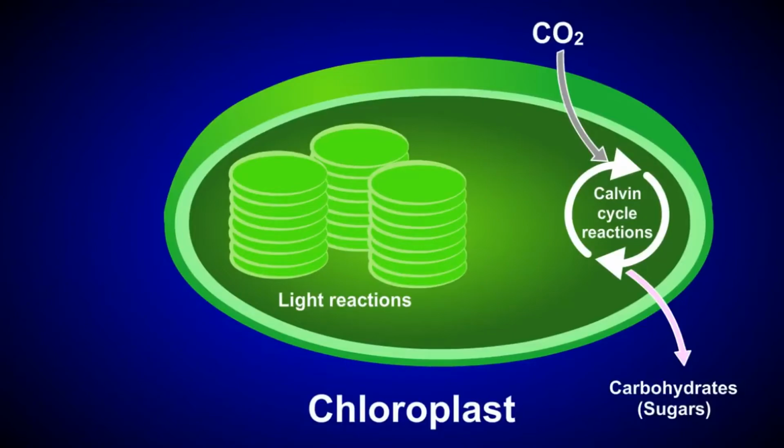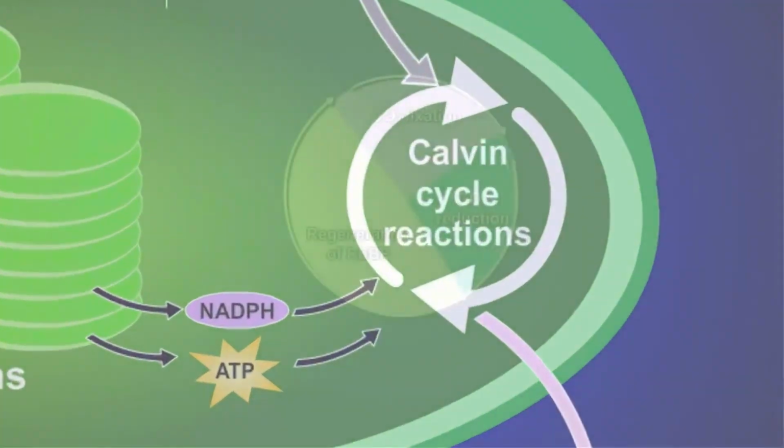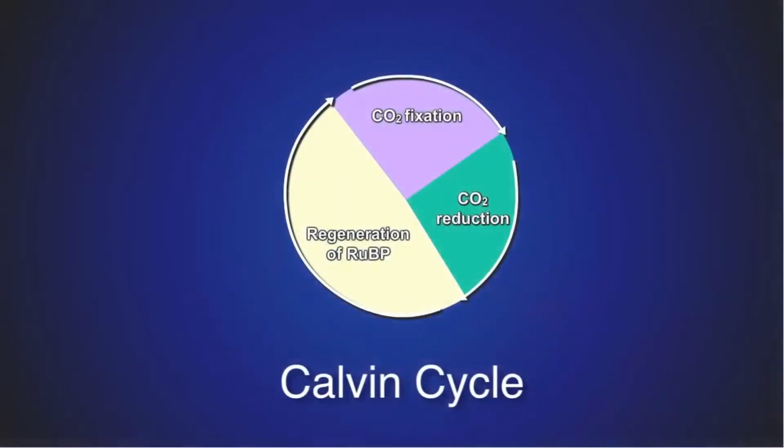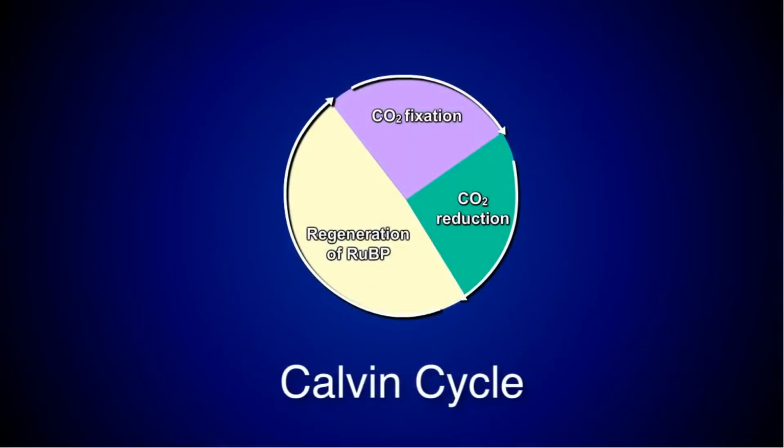The Calvin cycle reactions occur within the stroma of the chloroplast. The reactions use the ATP and NADPH produced by the light reactions to convert the CO2 to carbohydrate. Let's zoom into the Calvin cycle to take a closer look. The Calvin cycle could be divided into 3 phases: carbon dioxide fixation, carbon dioxide reduction, and regeneration of RUBP.